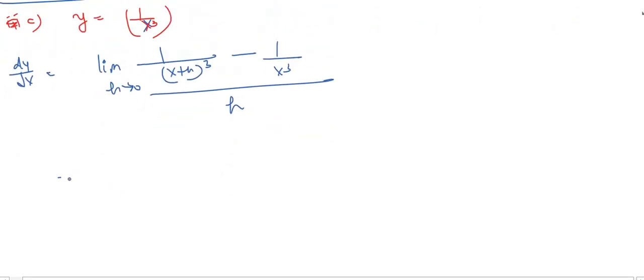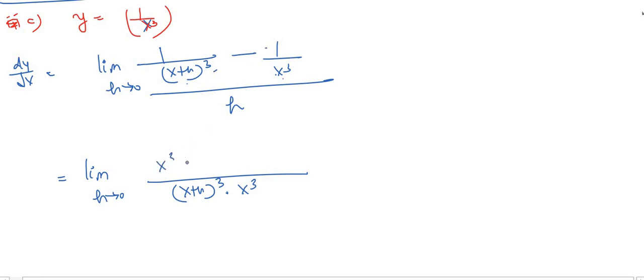Now let's try to simplify it. So what can we do? Limit h tending to 0. We can take the LCM of these two, correct? So the LCM of these two will be x plus h cube into x cube, this into this and this into this, which is x cube minus x plus h cube. Okay, and this h is already there in the denominator.